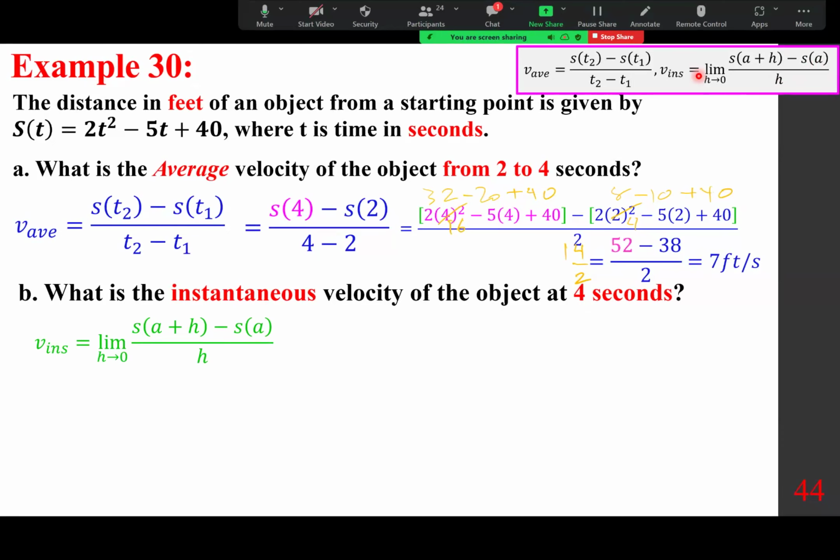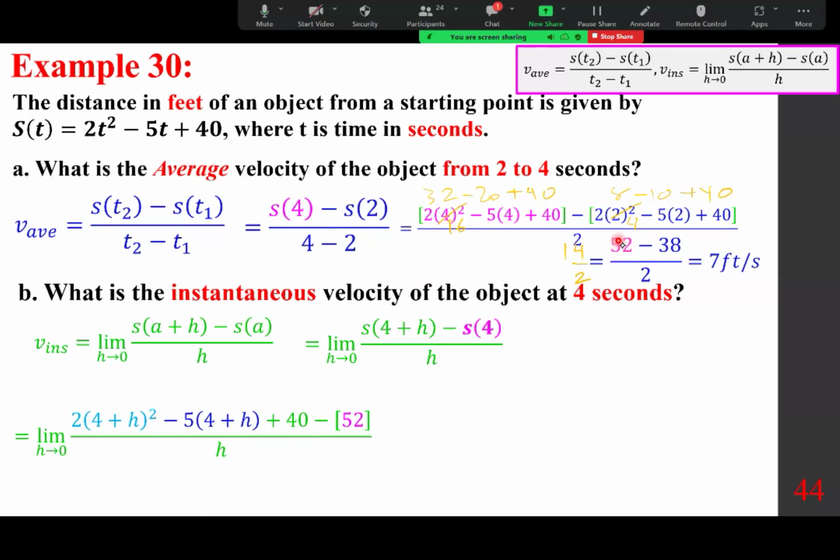And so what is A? A is 4, everybody. So we replace the A with 4. And what is S of 4 plus H? Plug in 2 times (4 plus H) squared minus 5 times (4 plus H) plus 40 minus S of 4. You can calculate that, or remember, S of 4 was 52. We have done S of 4. You don't have to waste your time. You can just use that. So the fact that S of 4 has been calculated, make a note of it.